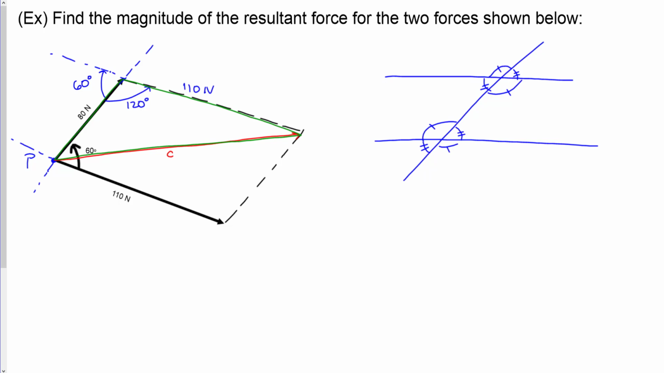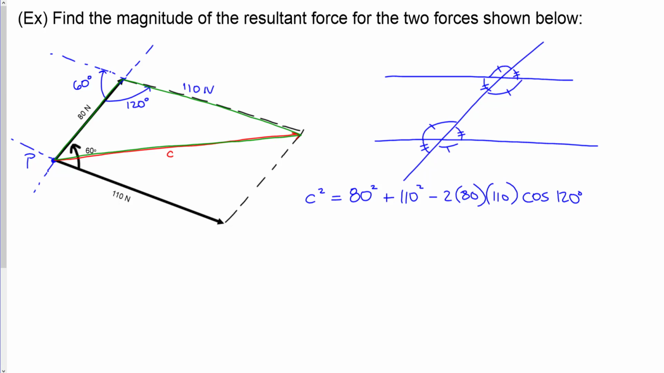So that gives me a situation where I have two side lengths and an angle in between. So that is the side angle side case, which is solved using the law of cosines. So I would take c squared, set that equal to 80 squared plus 110 squared minus 2 times 80 times 110 times the cosine of the angle in between.